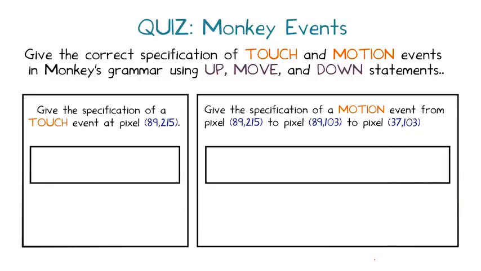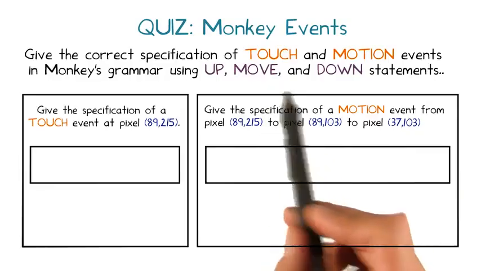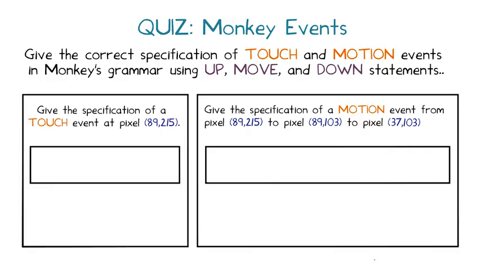Using the grammar we just defined for monkey, for this quiz you will provide the specification for touch and motion events on a mobile device. In the first box, write down the specification of a touch event at the pixel 89215 using a sequence of up, move, and or down statements. In the second box, do the same for a motion gesture, which starts at pixel 89215, then moves up to pixel 89103, and then moves left to pixel 37103.